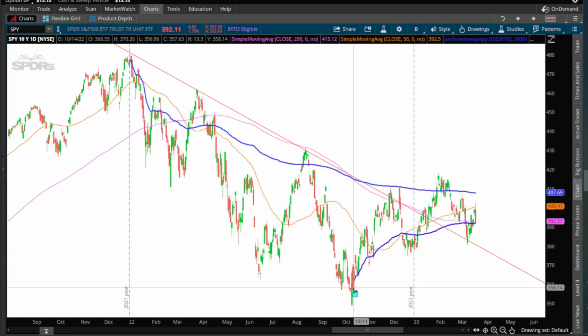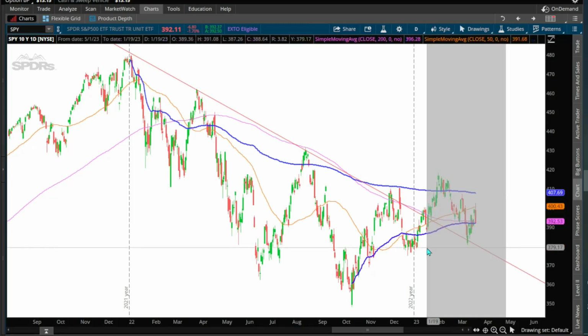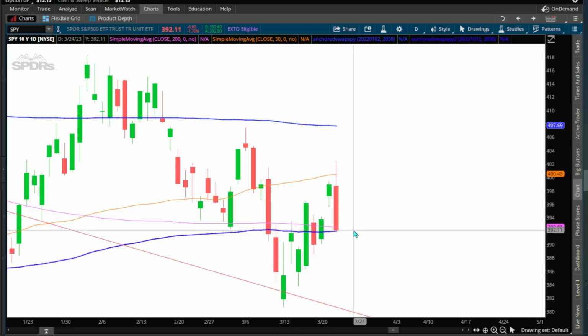And if we're looking at this anchored VWAP that's anchored to the lows, this is right around this moving average right here, the 200. So let's zoom in a little bit more so we can see that more clearly. So it's right underneath that 200-day moving average. The 200-day moving average is at 392.53. As you can see today, we closed underneath that.